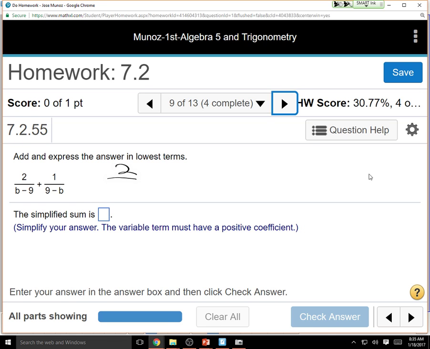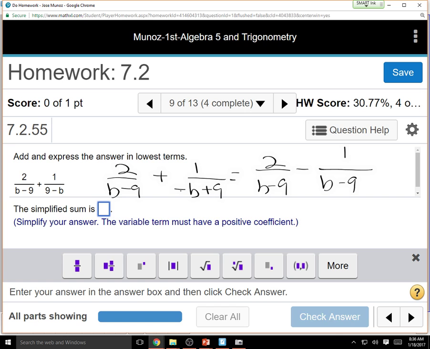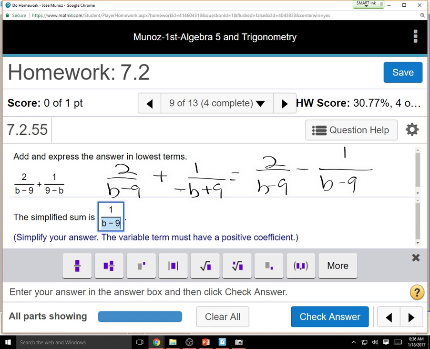Let me write this a little bit bigger. 2b minus 9 plus 1 over negative b plus 9. Notice that it's the opposite of the denominator here. That's a positive, that's a negative, that's a negative, that's a positive. So I'm going to factor out that negative. When I factor out the negative, it's going to look like this: 2b minus 9, that plus is going to become a minus, and now this is b minus 9 over 1. So 2 minus 1 is 1, and the denominator is the same. So it's going to be 1 divided by b minus 9.